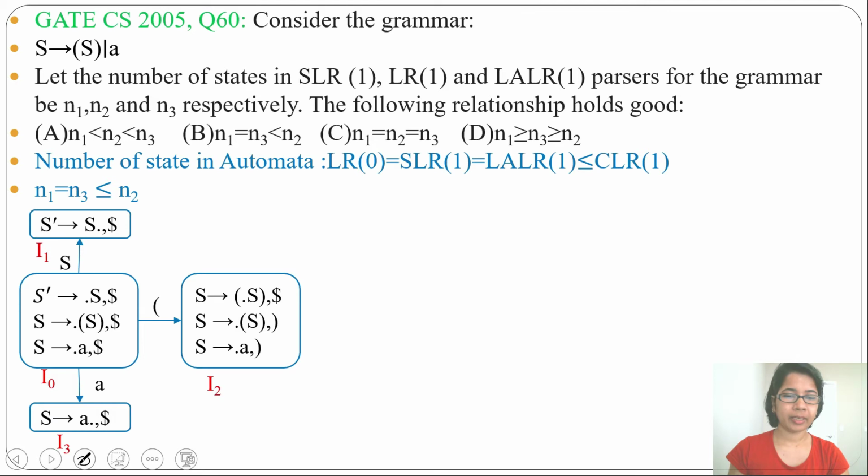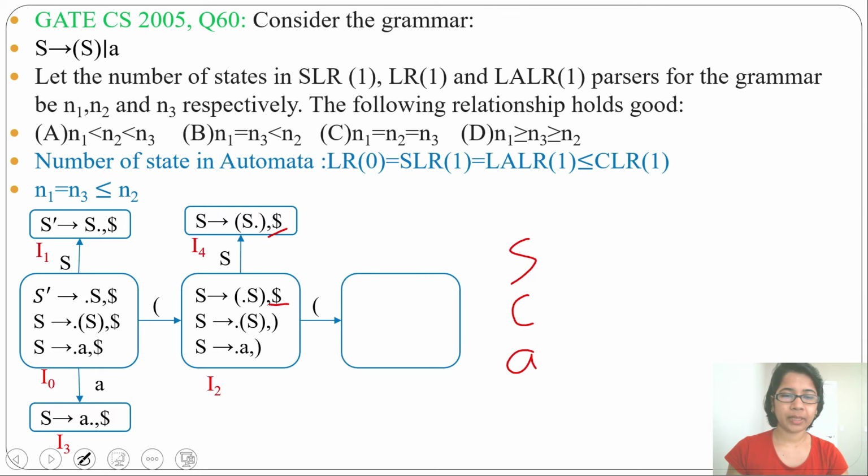Next check for I2. In I2 there is a dot before S, before start bracket, before A. So there will be three transitions. First by S, it will go to another state where the LR1 item will be S derive start bracket S dot end bracket. Here look ahead was dollar, so here also look ahead will be dollar, and we'll assign one state name I4. Then by start bracket it will go to another state.